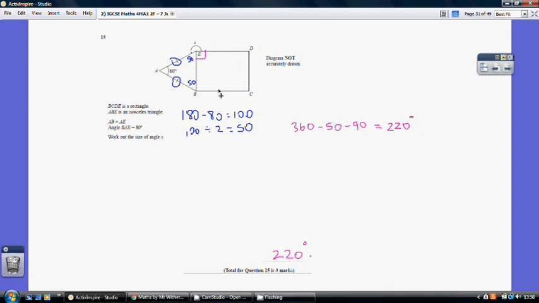Now, this is a rectangle, so each of the angles in the corner of a rectangle is going to be 90. So we have a 50 here and a 90 here. Now, angles about a point, angles all the way around add up to 360. So X has got to be 360, take away 50, take away 90, which is 220 degrees.